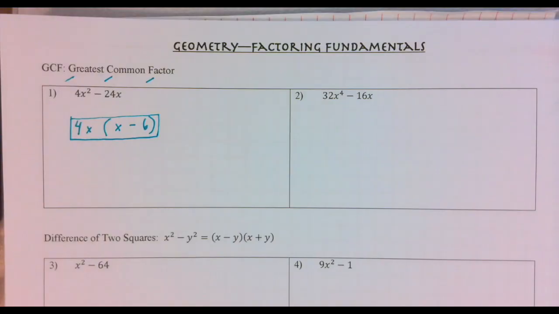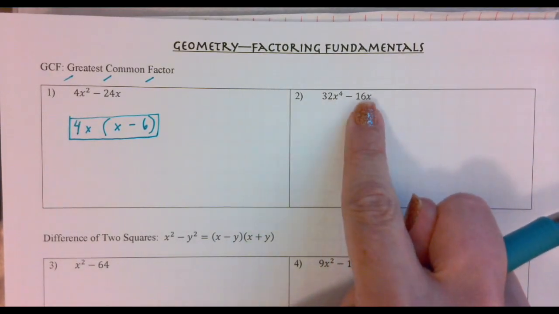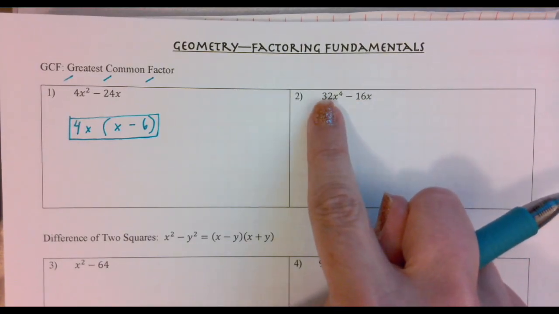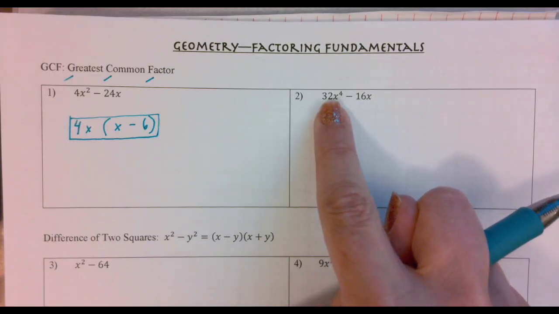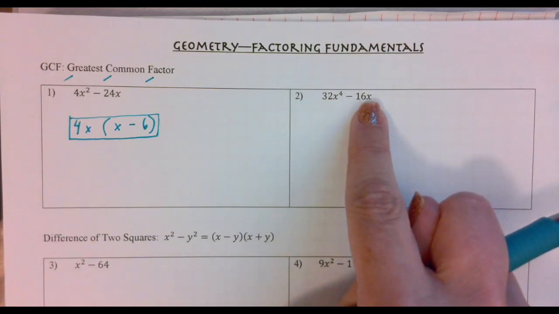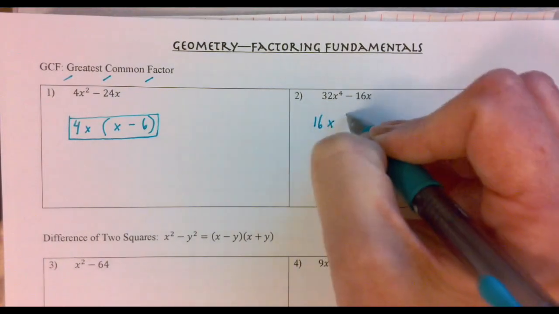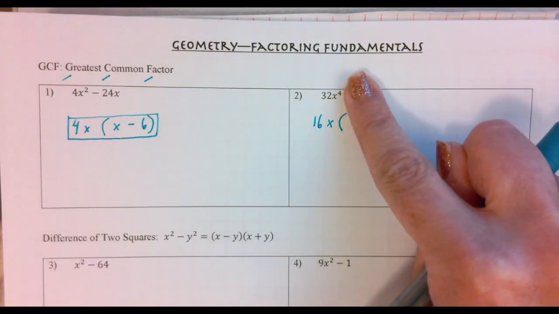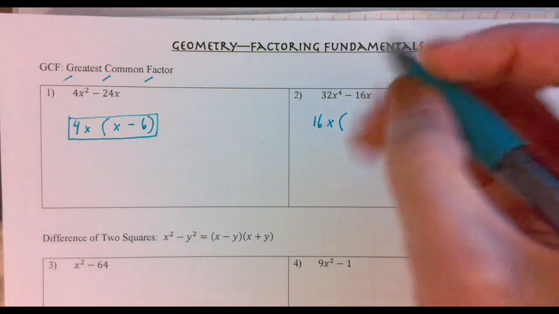Okay, next one, look at the expression, look at the two terms. What is the biggest number you can divide out of both? They're both divisible by 16. How about the variables? X to the fourth, x to the first. So you can divide out a 16 and then x. So if I divide that 32x to the fourth by 16x, I'm leaving behind 2x to the third.